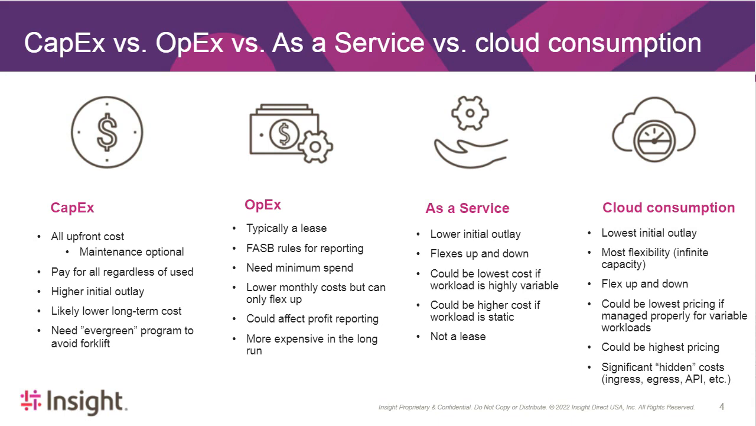So lower initial outlay gives me the flexibility to flex up or down, which I don't typically get in a lease or a CapEx model. Could be lower cost if our workload is highly variable. So if I do have workloads that flex up and flex down quite a bit, there are some cost savings to be recognized there. Generally, static workloads, we do see a little bit higher cost, but again, just depends on what the needs are. But really, more importantly, this is not a lease.